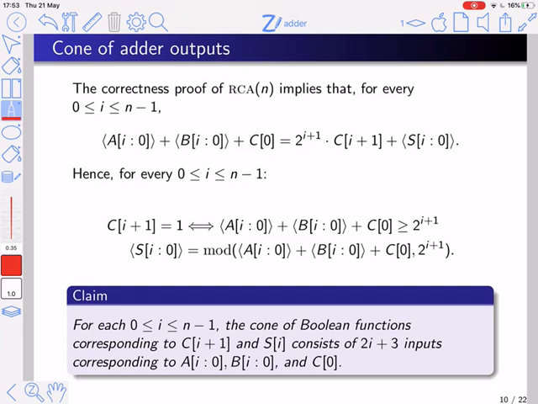Okay. Now if I look at Si and Ci plus 1, and I ask myself, what is the cone of the Boolean functions that correspond to these two bits? Well, Si, its cone contains all the bits of A from position 0 to I, all the bits of B from position 0 to I, and C0. So in total I have here 2I plus 3 bits. Okay? And Ci plus 1 is also determined by the same bits, and one can show that each one of these bits is indeed in the cone of the corresponding output.